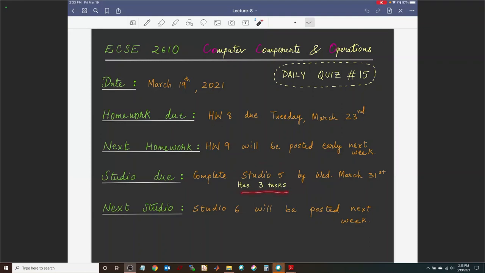But because it has three tasks, the checkoff process can be a bit slow, which is the reason why I'm recommending everyone to get a head start on this. Start early on Studio 5. Do not wait until the last minute. Studio 6 is basically going to be a simulation. I'm going to be posting that next week. There's no hurry on that.